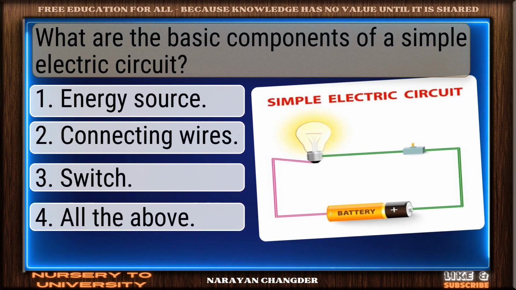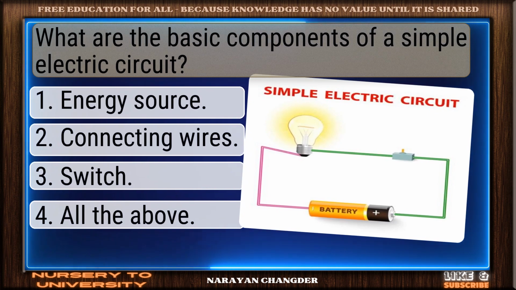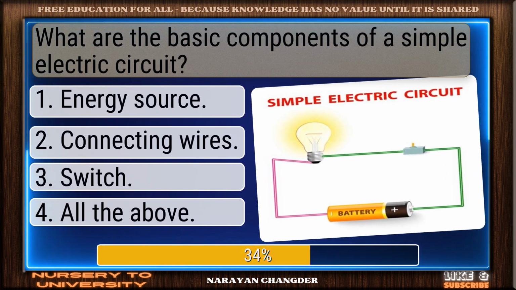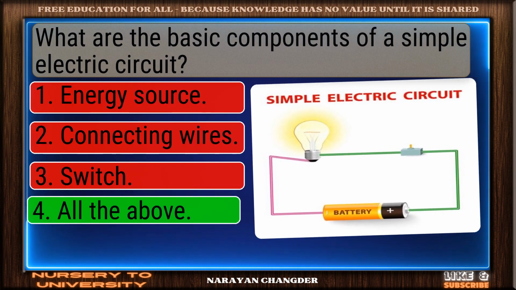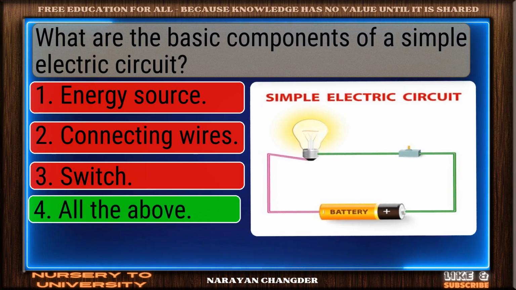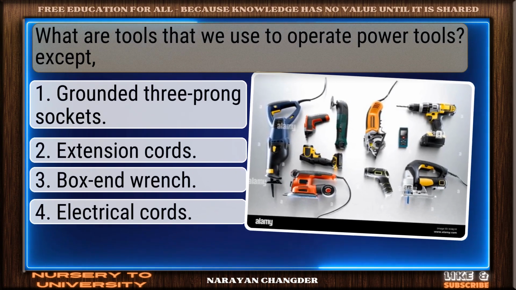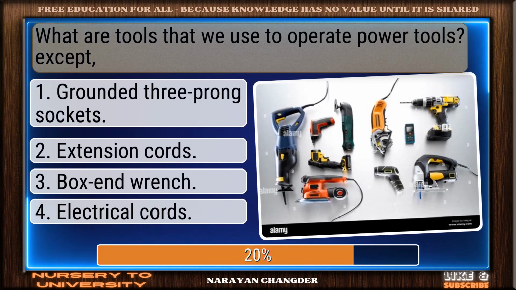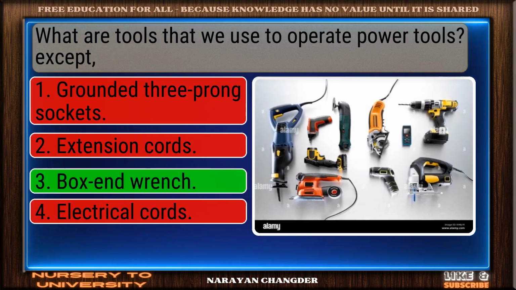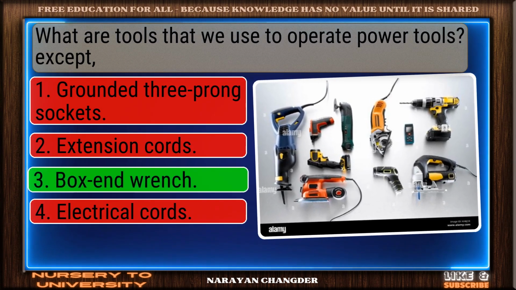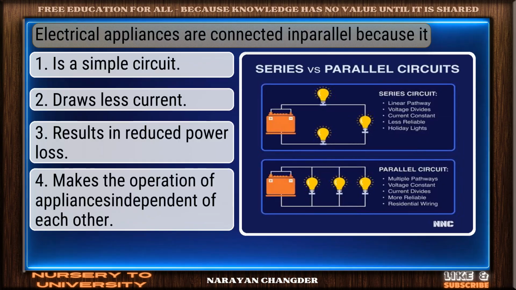What are the basic components of a simple electric circuit? Well done. All of the above is the right choice. What are tools that we use to operate power tools, except? You chose box and wrench, and it is correct.